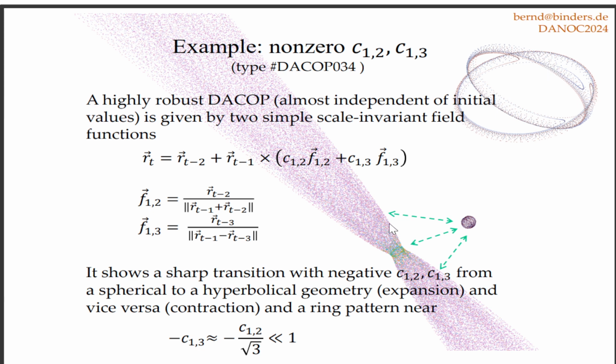fixed points, and often on a sphere, and a transition to a more hyperbolic formation, where the coefficients here are more or less in a ratio of about the square root of 3. And I will show it in a few minutes.